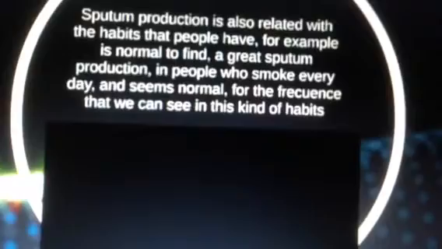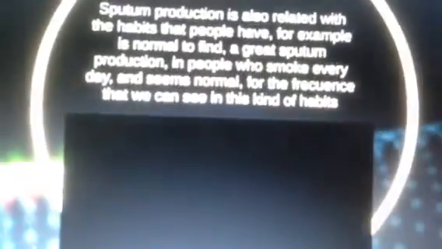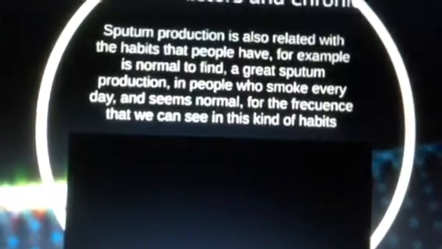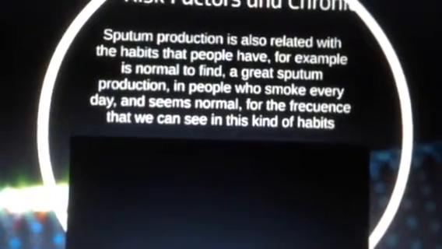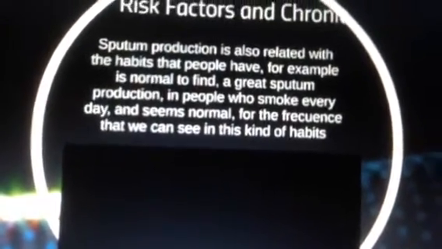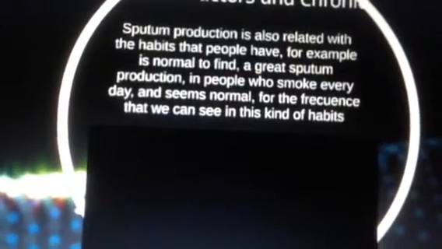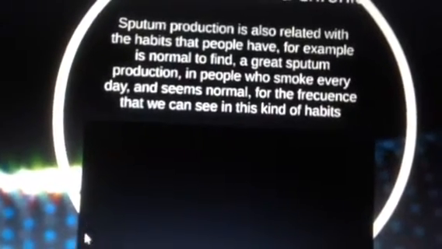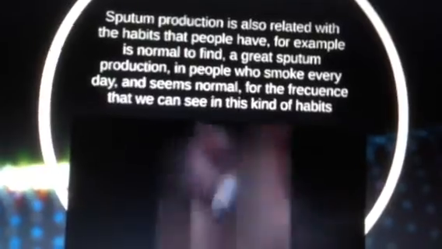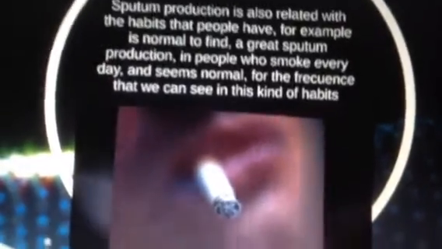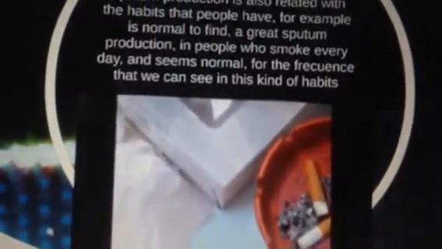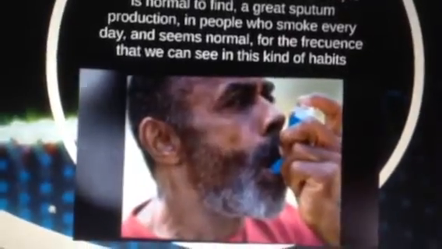The risk factors for chronic sputum production are also related to the habits that people have. For example, it's normal to find great sputum production in people who smoke every day. In this video we can see how dangerous smoking is.